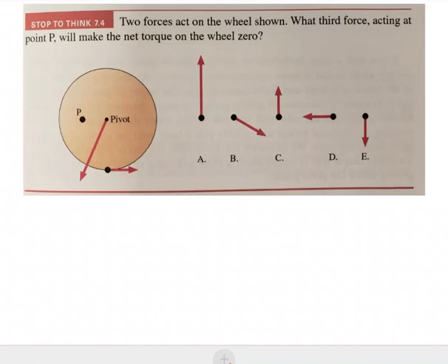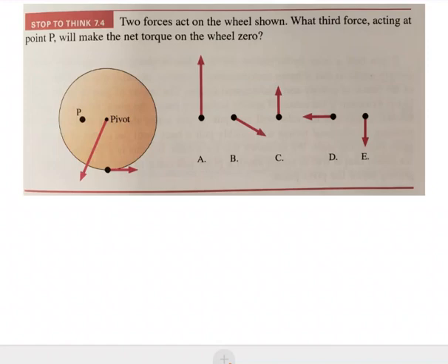What do you guys think? A. A? I said D. I was going to go C or D. C or D? The reason I think it's not C is because there's less of a radius there, so I think it's got to have a greater force acting in the negative direction to counteract the positive force.